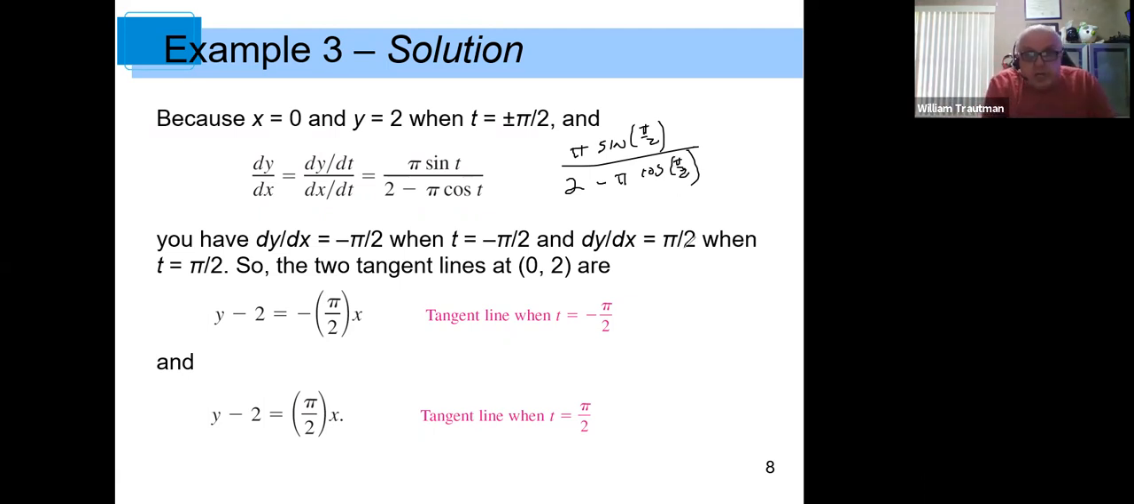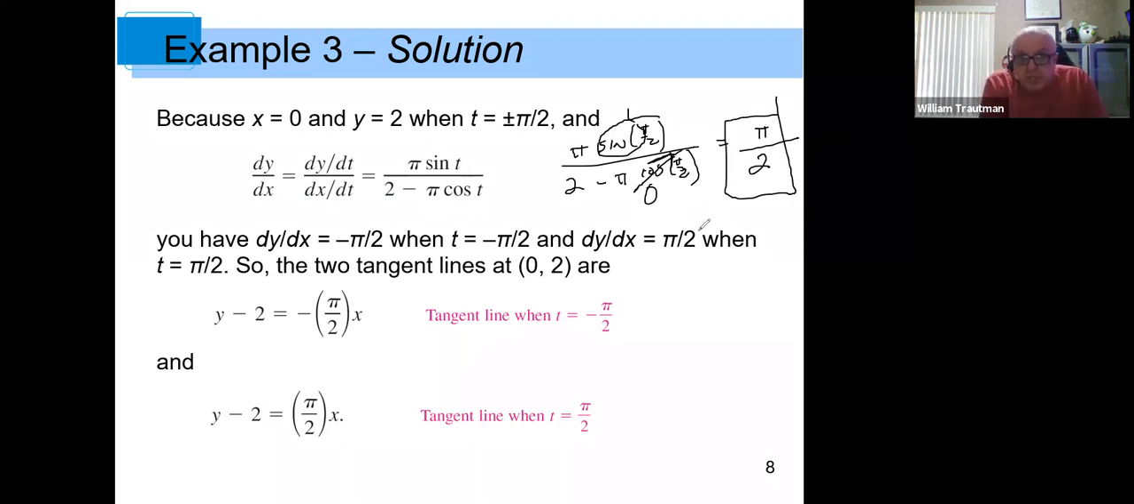And sine of pi over 2 is 1. So this equals 1, so this is pi times 1, which is pi. And cosine of pi over 2 is 0, so this whole thing becomes 0, and we're just left with 2. So we're left with pi over 2.